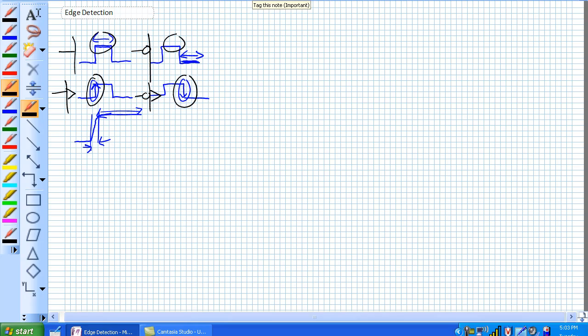Remember way back our Boolean algebra. Let's say C and not C. Remember that law? It's always equal to 0. So just think about that. When C is 1, not C is going to be 0, so it's always going to be 0. When C is 0, not C is going to be 1, so that's going to be 0. That makes sense according to Boolean algebra. But I'm going to tell you, not always.